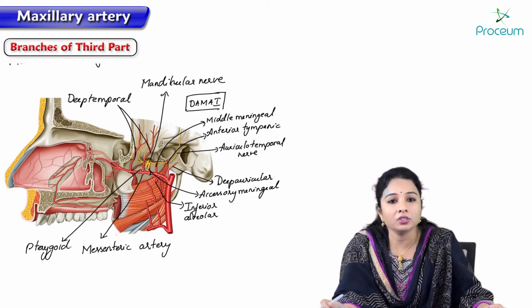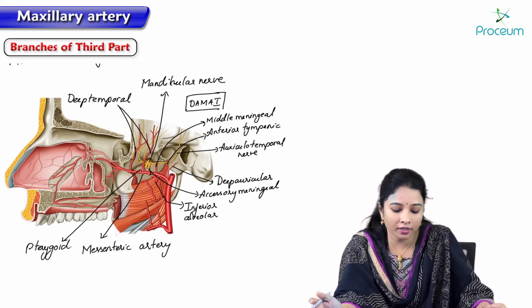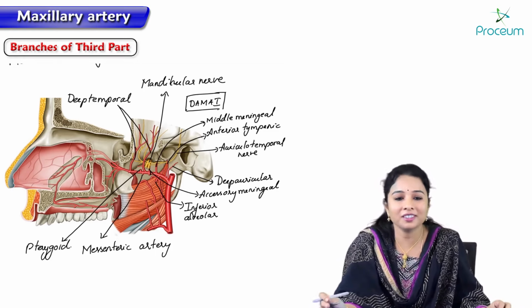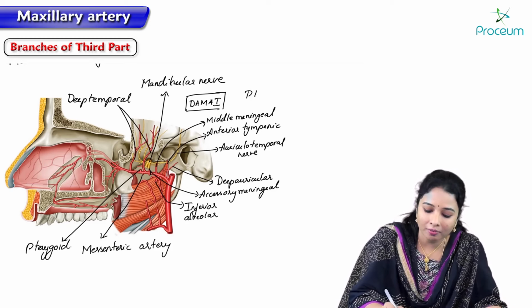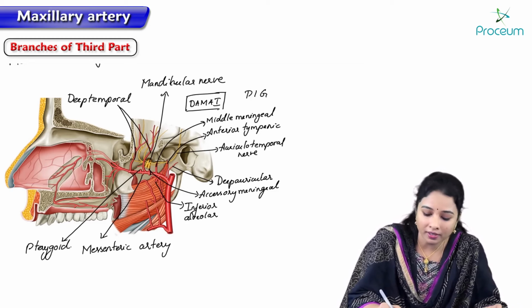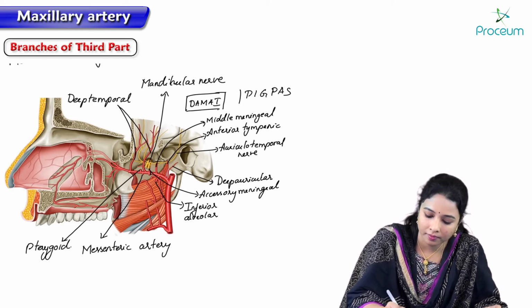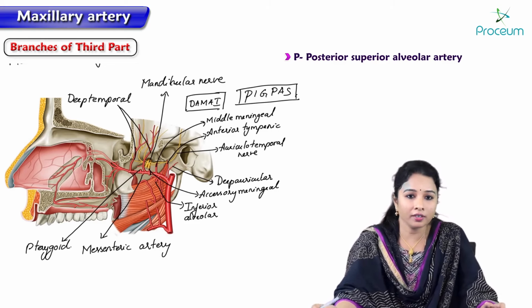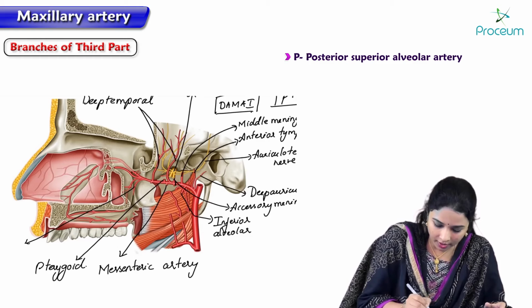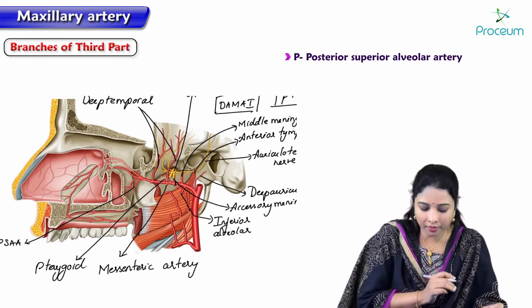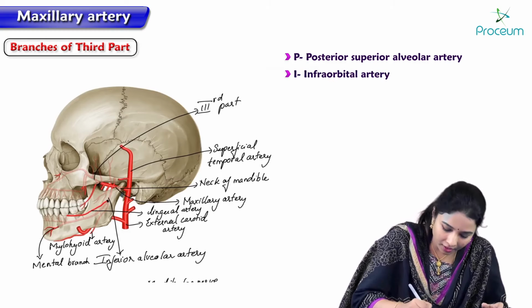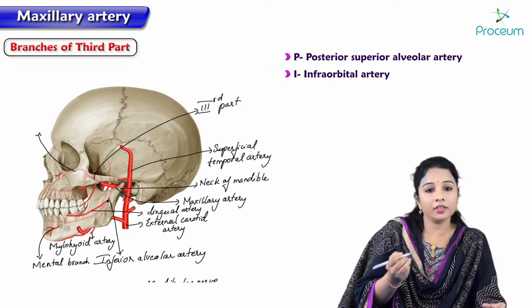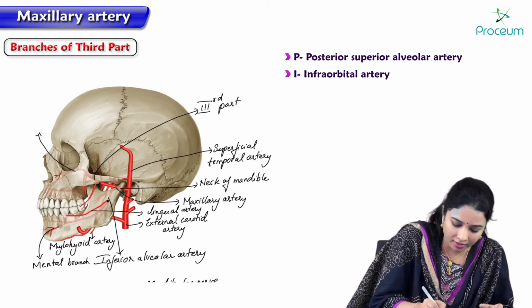Now, let us see the branches of the third part of the maxillary artery. Remember the branches from the third part of the maxillary artery, you can make an abbreviation as PICPAS. P stands for posterior superior alveolar artery. As there is no space I am writing short forms, posterior superior alveolar artery. The next branch is the infraorbital artery. The infraorbital artery is the terminal continuation of the maxillary artery.